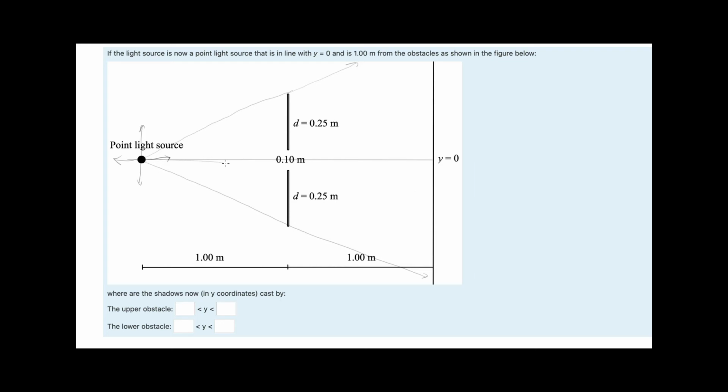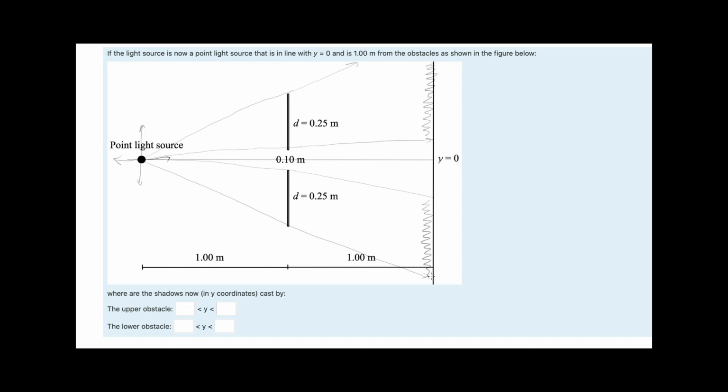Whereas for the inner parts, this is what it's going to look like. Sorry, that one was a bit dodgy, but essentially we're going to have these as shadows now. That's going to be a shadow, and this is going to be a shadow. So we expect our shadows to be significantly bigger than what they were in the first part.